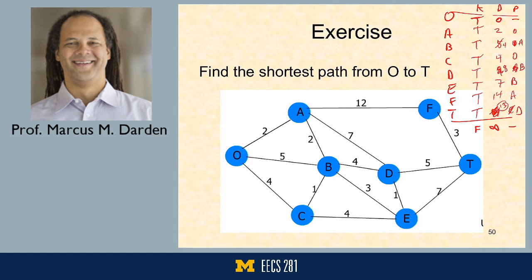It's this 13. If I want to figure out that path, it goes from T back to D, from D back to B, from B back to A, and from A back to O. And as we saw earlier, OABDT, that is my best. It is 13. Dijkstra's has 1. We have 1. We're good. All right.